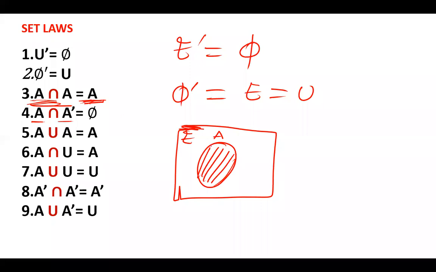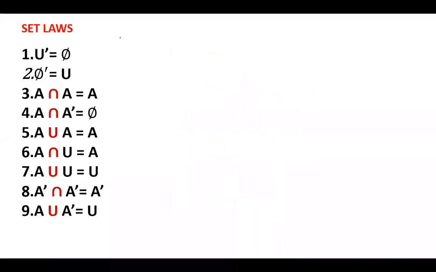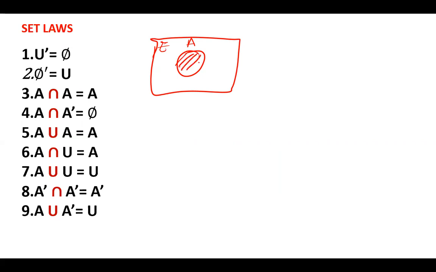A intersection A complement. I'm going to use the same set. You have A, and then intersection A complement. In other words, you are trying to find the common element between what is in A and A complement. So you're trying to find the common elements between A and what is outside A. And when you look at this diagram, you can agree with me to say there is no common element between what is inside this A and outside A.